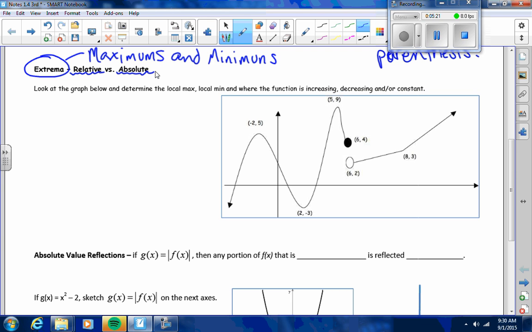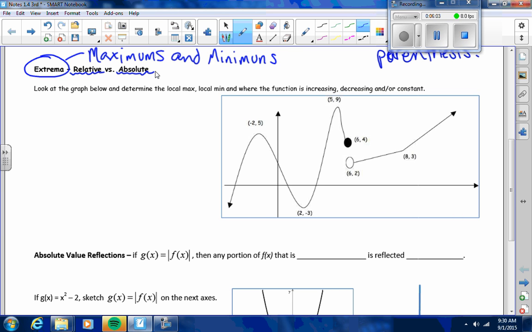Relative means within an overall graph, at some point it might reach a peak and then come back down. But then it has an arrow that goes off to positive infinity maybe. So relative to a certain area within the graph, it reaches a maximum point, but it's not an absolute maximum. Or with relative minimum within the graph, let's say it came up to a relative maximum, and then it comes down to a little valley, and then goes up. Well, that's relative to that area of the graph, it reaches a minimum. So we call that a relative minimum.